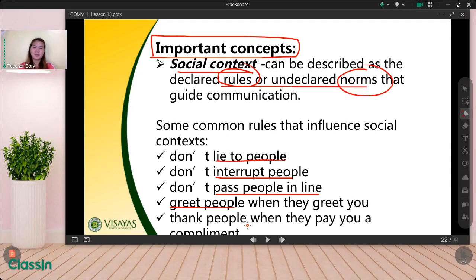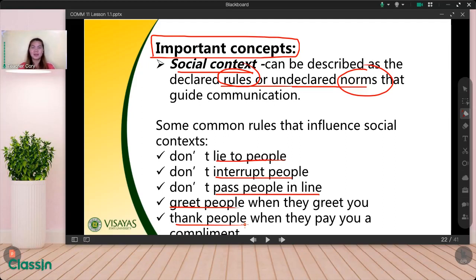So for some who want to show humility, or who want to show that they're humble, they try, okay, okay raman eh, like that. So they try to lower down the compliment. But this is one of the norms, okay?